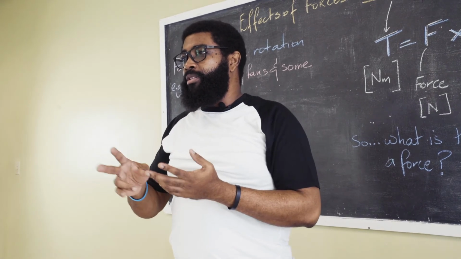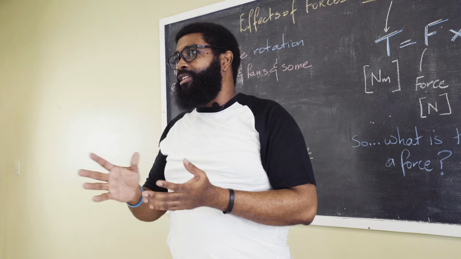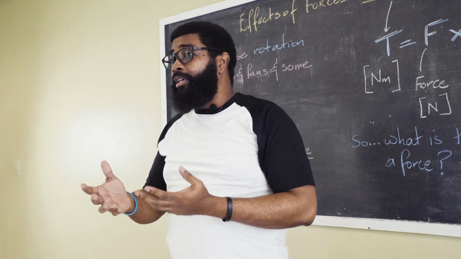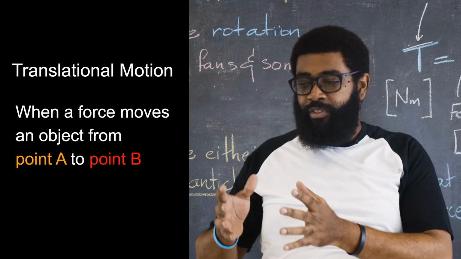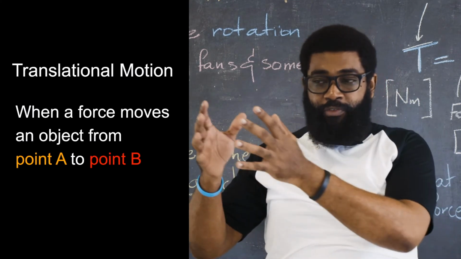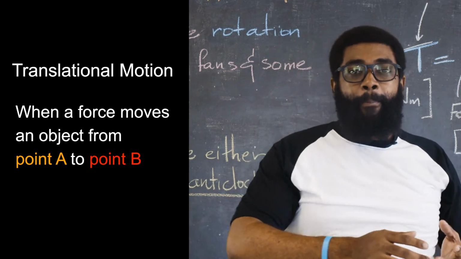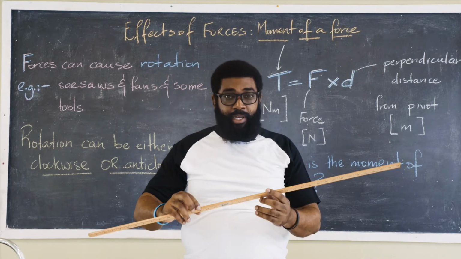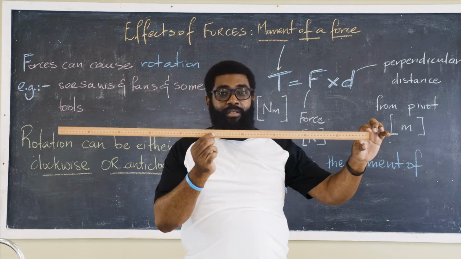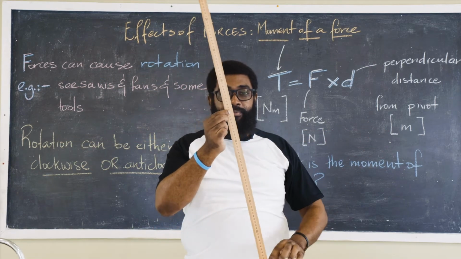Forces tend to do two things. Well, I shouldn't say just two. Forces can do a few things when it comes to objects and moving them. Forces can move an object from point A to point B, and we call that translational motion. You move it from over here to over here. And then forces can act on objects, like my assistant today, this ruler. And forces can cause this object to rotate.